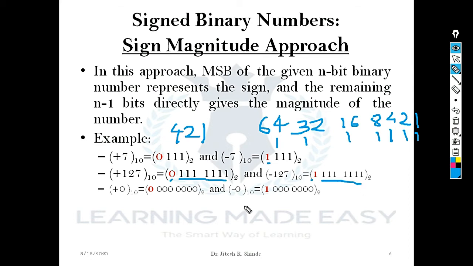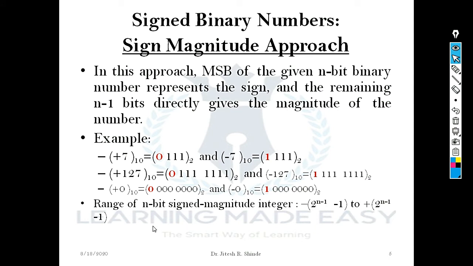Plus 0, the number is positive, so 0 has been written here. Here n equal to 8 bit representation scheme is being used, so the remaining 7 bits are 0. Minus 7, MSB bit 1, remaining bits represent the magnitude of the number. Further, from this example we see that there are two representation schemes for 0. 0 is neither a positive number nor a negative number, so we can consider this as one of the drawbacks of the signed magnitude approach used for the representation of signed binary numbers.